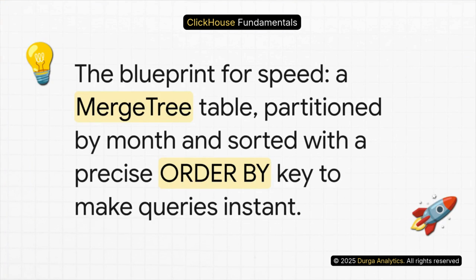Okay, take a look at the Create Table statement on your screen. This is our blueprint. We're using the MergeTree engine, which is the absolute workhorse of ClickHouse. We partition by month to help manage data over time, but the most important part, look at that ORDER BY key. This isn't just for sorting your final output. This literally defines how data is physically laid out on the disk. By ordering by event type, country, and date, we're telling ClickHouse to cluster similar data together. That means our queries can just read these tiny, specific ranges instead of scanning the whole table. That's the secret sauce to ClickHouse's speed.